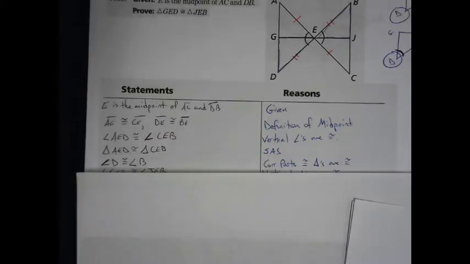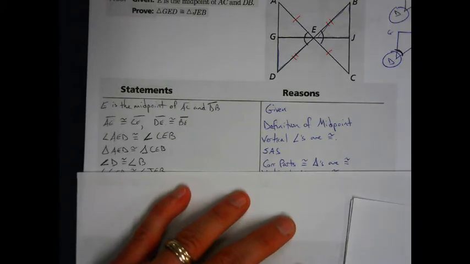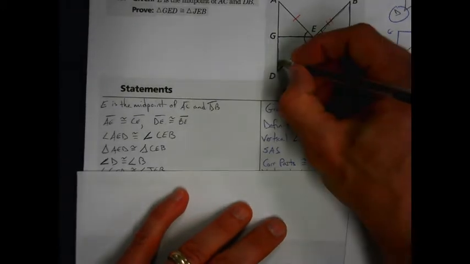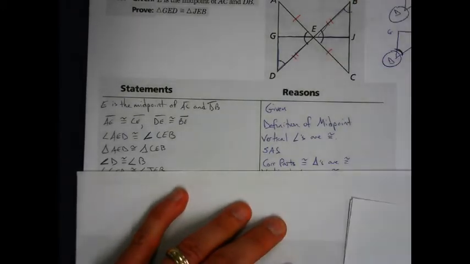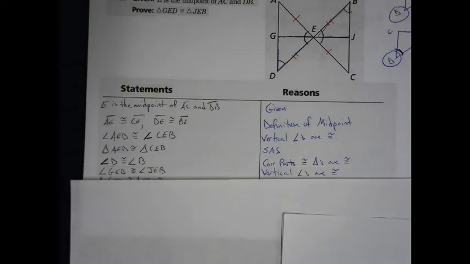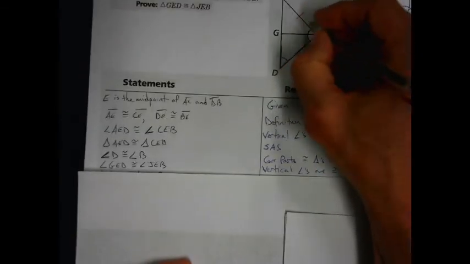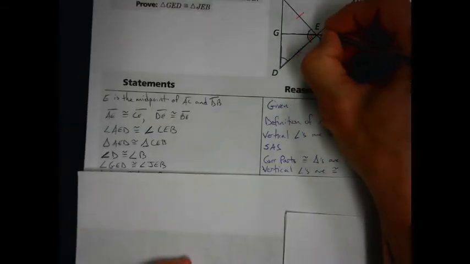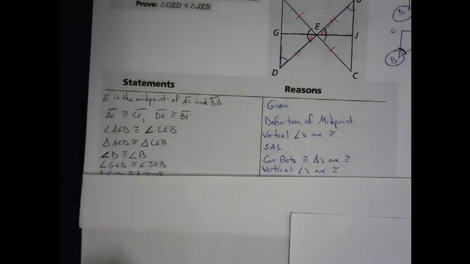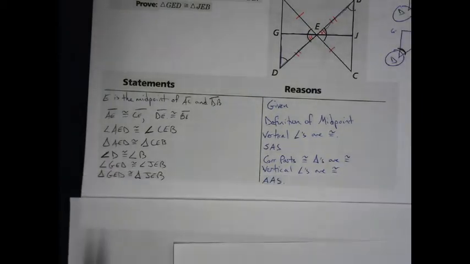So as we said before, angle D would be congruent to angle B. Corresponding parts of congruent triangles are congruent. Let's keep track of stuff that's going on. So those two are congruent now. And what does that lead us to? That leads us to the two little angles being congruent, the vertical angles, GED is congruent to JEB. So we have those two congruent vertical angles, and now we know angle, actually angle, side, angle.